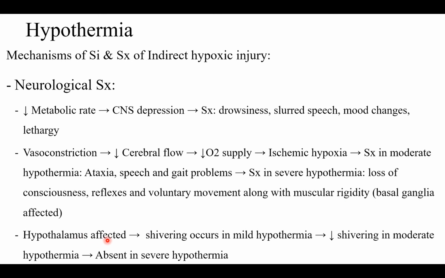The hypothalamus also gets affected. You have shivering that occurs in mild hypothermia, but shivering decreases with moderate hypothermia, and it is completely absent in severe hypothermia, because as you can recall, in severe hypothermia you have impairment of the thermoregulatory center, and that is the preoptic area of the anterior hypothalamus and the posterior hypothalamus.